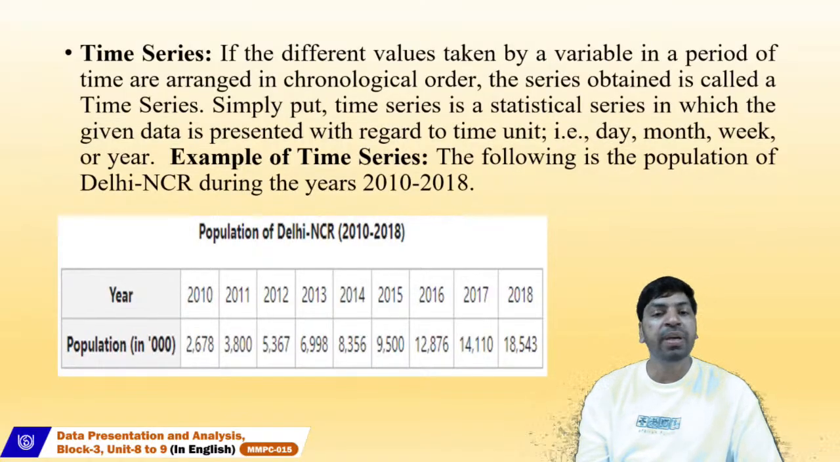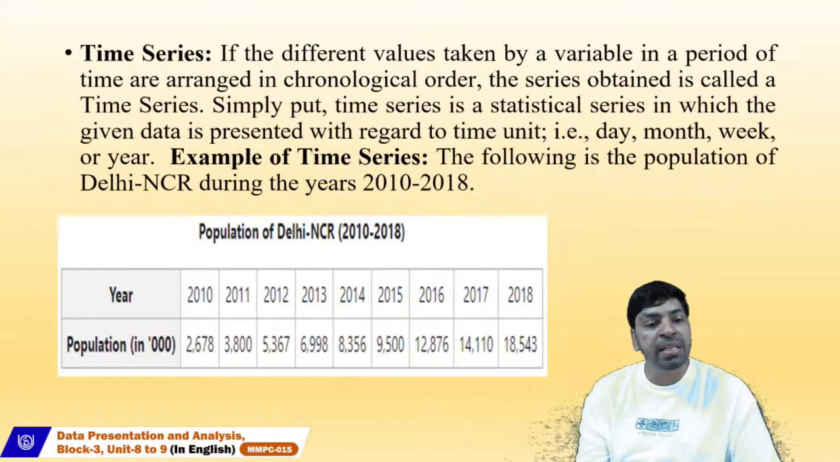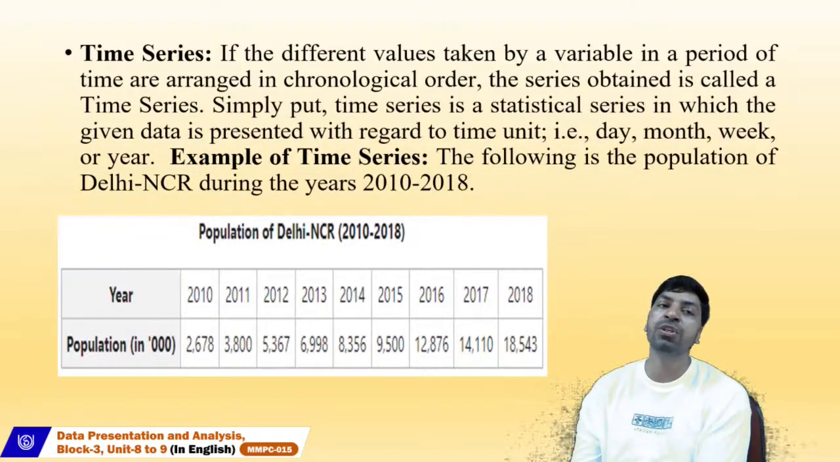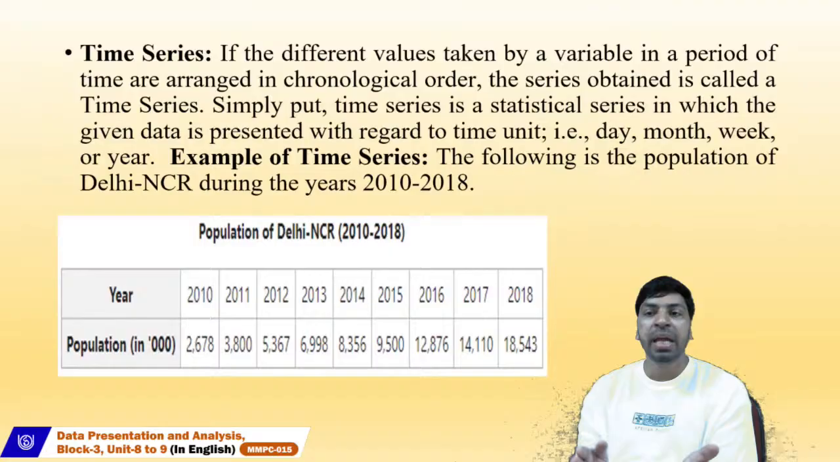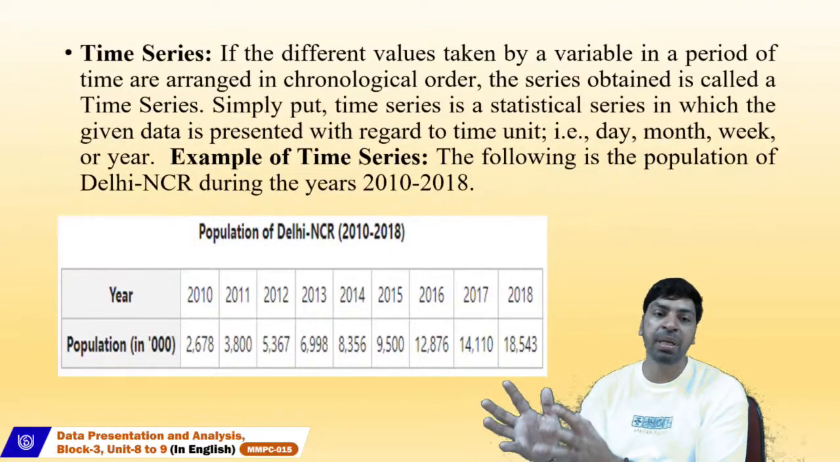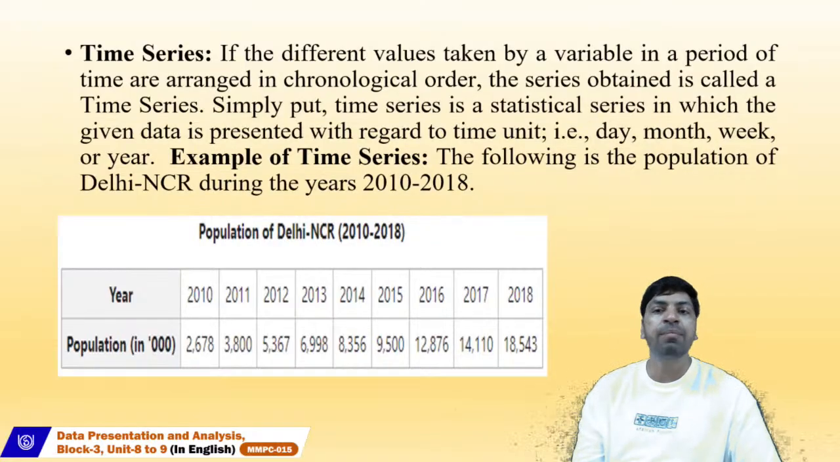year also. So you can see an example, the population of Delhi NCR during the years 2010 to 12, and the respective years have been given and the numeric figures of the population are also shown in the tabulation way. So this is how, if any values are shown or arranged in a chronological order or according to different time periods, it becomes the time series.